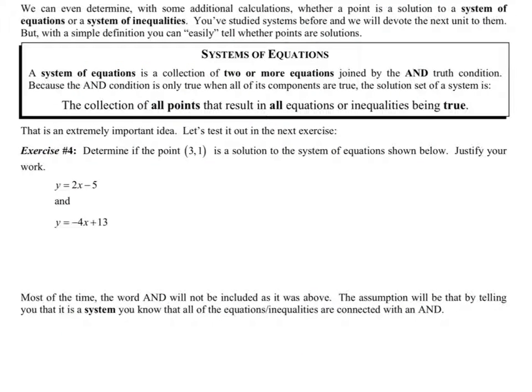We can even determine with some additional calculations whether a point is a solution to a system of equations or a system of inequalities. You've studied systems before. Well, actually, you guys haven't spent a lot of time studying systems, but here's what you need to know about systems. A system of equations is a collection of two or more equations joined by the and truth condition. Because the and condition is only true when all of its components are true, the solution set of a system is.